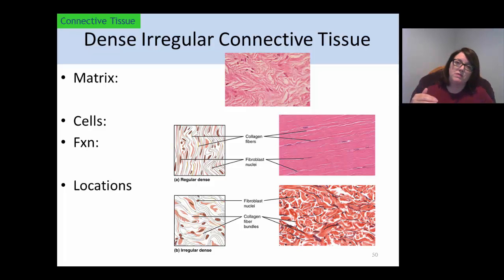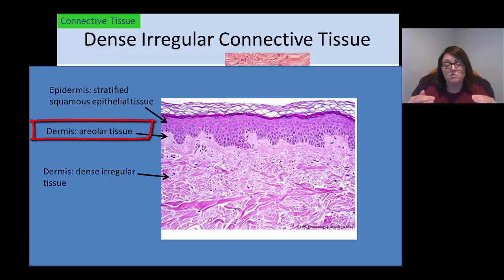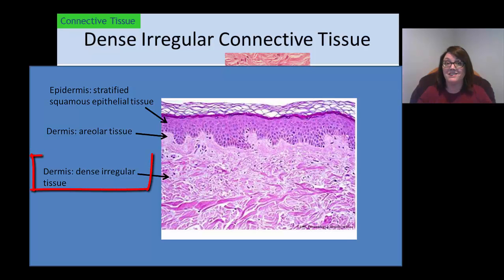And a good example of this is in the skin. So I mentioned that the outer layer of your skin is called the epidermis. The layer just deep to that is called the dermis. And we've already learned that we have, as a part of the dermis, areolar tissue, which is gluing the epidermis to the dermis below it. The areolar tissue is part of the dermis. Just deep to the areolar tissue in the dermis, we find dense irregular connective tissue in the dermis.